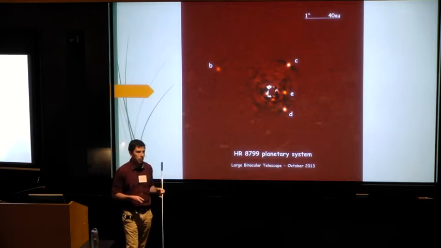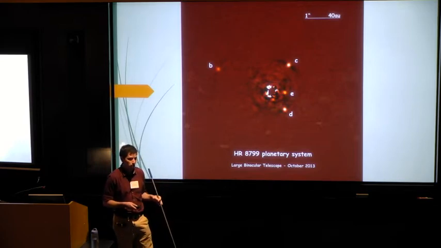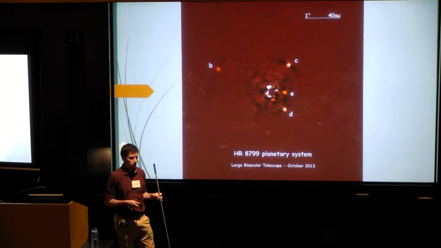So we're going to get a statistically sized sample to actually test this. I think this will be quite interesting in the next few years. Yeah, I agree.